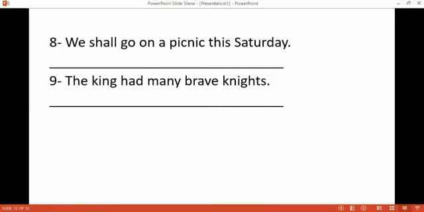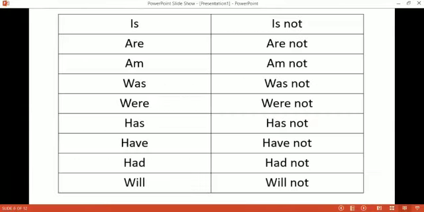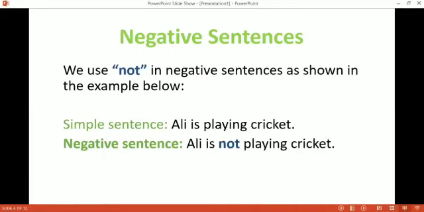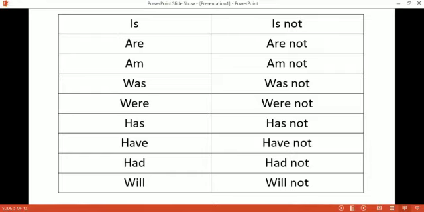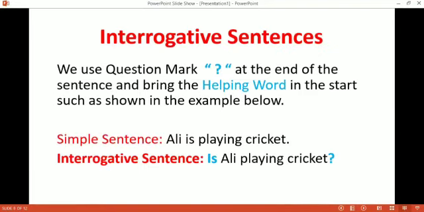Okay, children, what have we learned now? Today we learned two things. First, we learned how we can change a simple sentence into a negative sentence. We put "not" or "no" after the helping verb. And then we learned how we can make a simple sentence into an interrogative sentence. We learned that we have to take out the helping verb to the start of the sentence, and at the end of the sentence, we put a question mark.